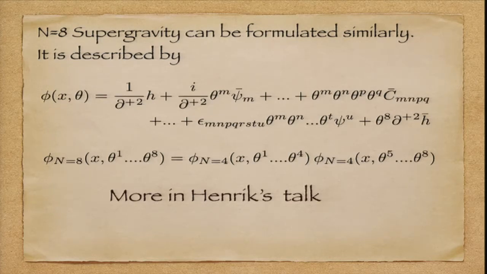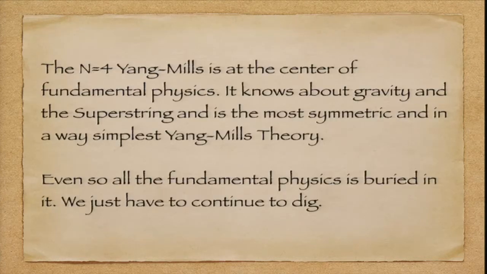I have 1 over a derivative. Think about that as an integration, or Fourier transform it to momentum space. I'm not going to spend time on techniques here. Then it turns out that this N=8 field is essentially just a square of the Yang-Mills. And this is something that Henrik will talk about. So I shall cut myself short here.